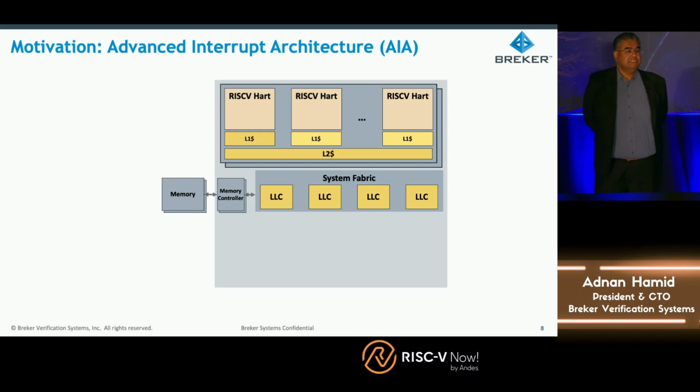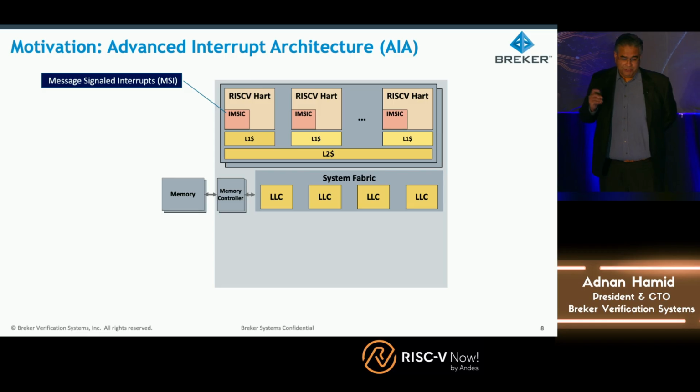Interrupts. Every system must have interrupts of some kind. We have a wonderful specification for AIA, the Advanced Interrupt Architecture. It's a beautiful thing, but the spec is hard to understand, right? There are these interrupt files, the so-called IMSICs, where you can write to those locations to tell that CPU, hey, I need to interrupt you.